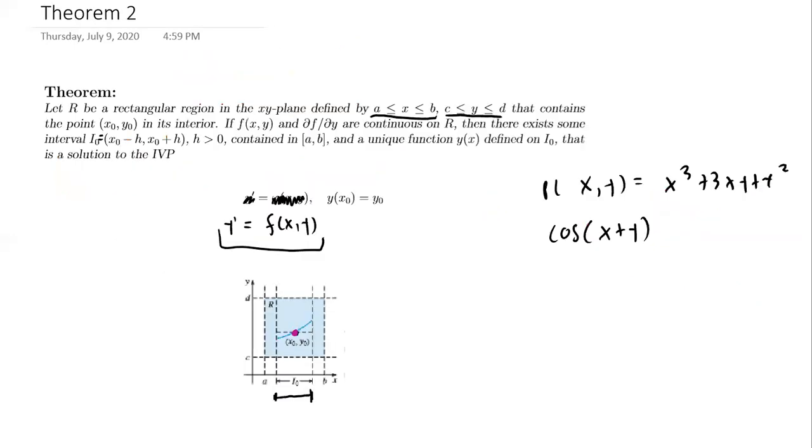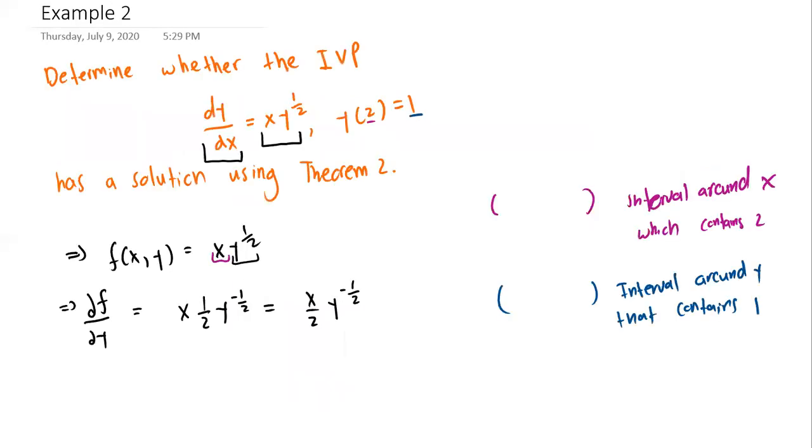So again, if you look here, the initial condition is given by y of x naught equals y naught, and we want the region R to contain that point, x naught, y naught. So for us, we want an interval about x and an interval about y that contains, for the x coordinate, the input 2, and for the y coordinate, the output 1.